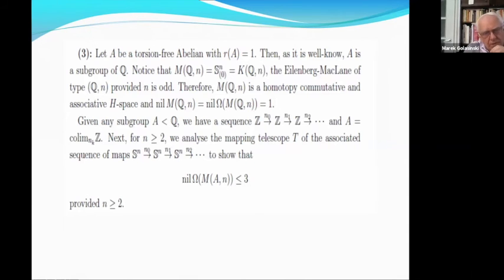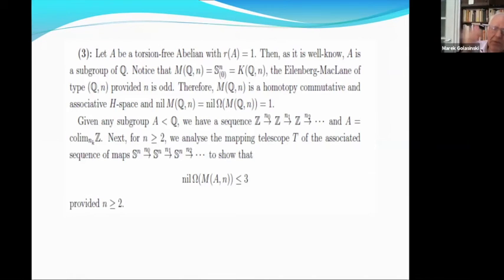And this telescope leads to a sequence of spheres. And now, using homotopy nilpotency of loops on spheres, we deduce that the nilpotency class of omega on some Moore space of type (A, n), where A is a not torsion-free subgroup of Q, is not greater than 3.